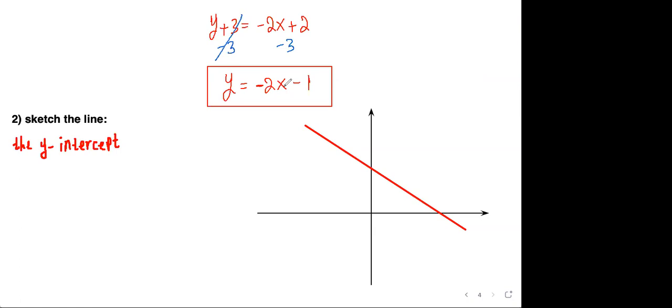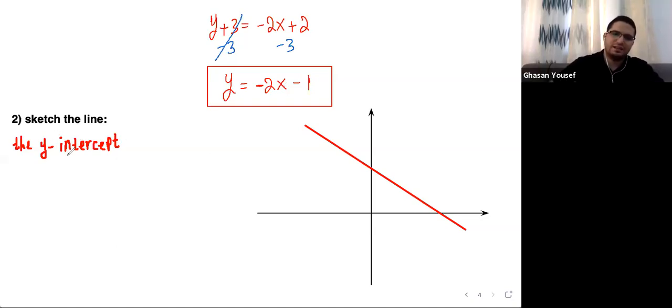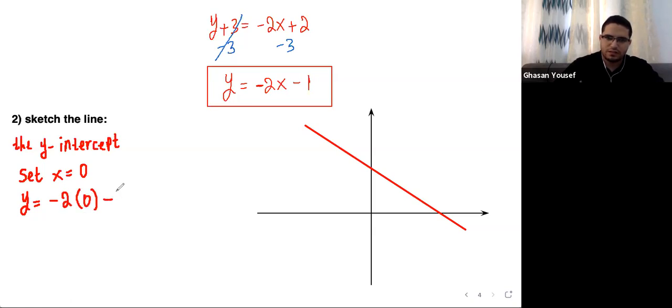This is correct, but also last time we learned how we can find the y-intercept. Set x equal to 0. Exactly. For the y-intercept, just set x equals 0. So when you plug the 0 into this equation, I get y equals -2 times 0 minus 1. This is equal to 0 minus 1, and this is equal to -1. This is correct. Or I can say this -1 is my y-intercept.